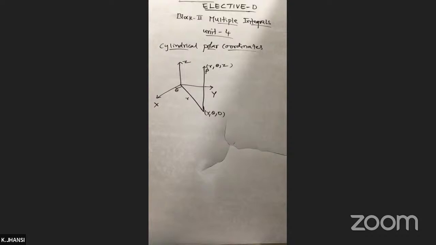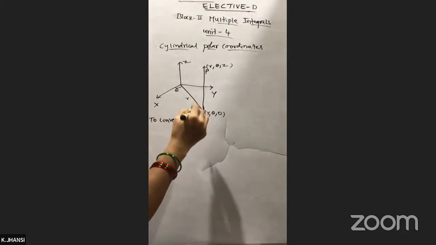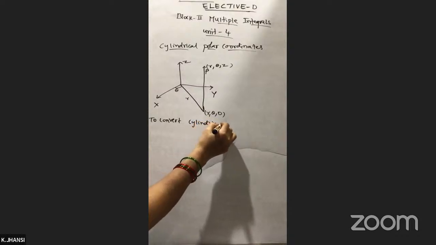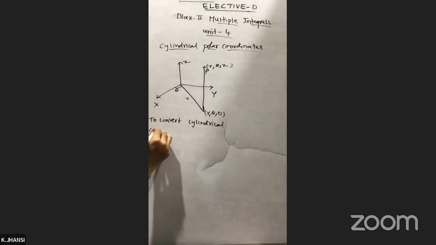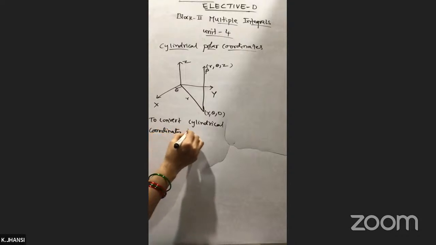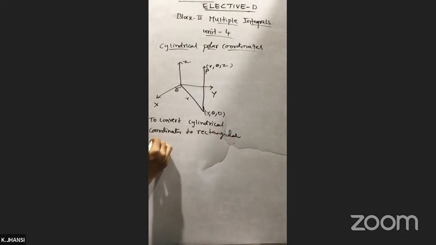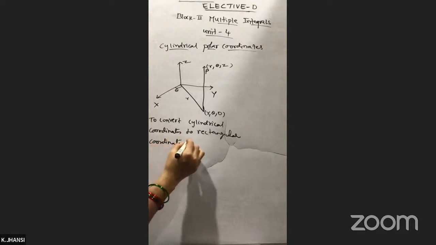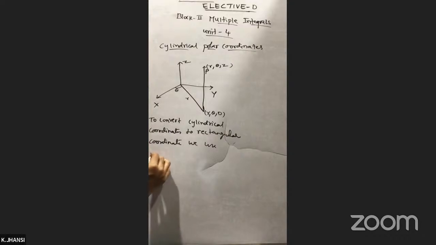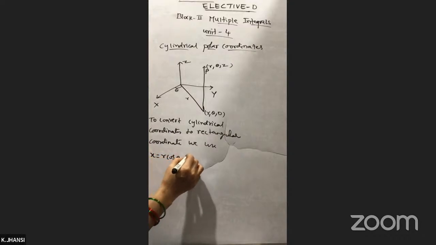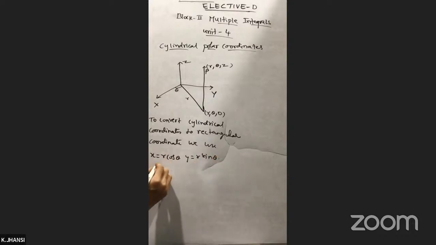To convert cylindrical coordinates to rectangular coordinates, we use the relations x equals r cos theta, y equals r sin theta, and here z equals z. With the help of these three relations, we can find the values.